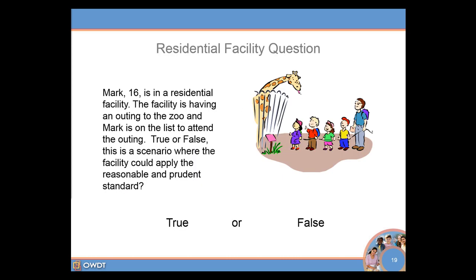Next are a couple of residential facility questions. Mark, 16, is in a residential facility. The facility is having an outing to the zoo, and Mark is on the list to attend the outing. True or false? This is a scenario where the facility could apply the reasonable and prudent standard. In this case, it is true. The facility can make the decision to allow Mark to attend based on collaboration from Mark's counselor and/or other staff. The facility does not need permission from Mark's DHHS caseworker.